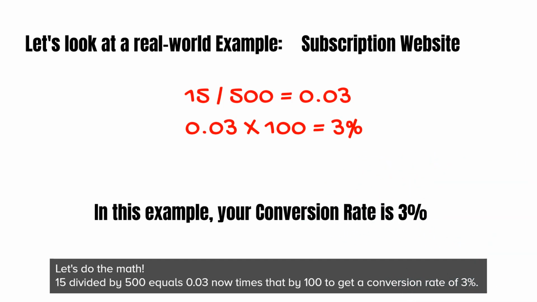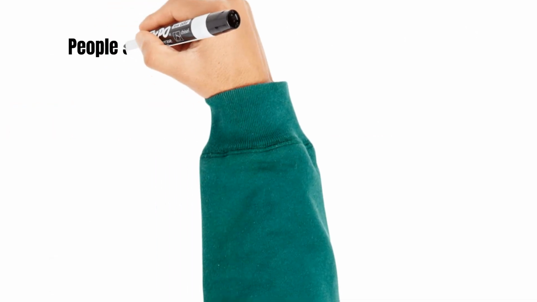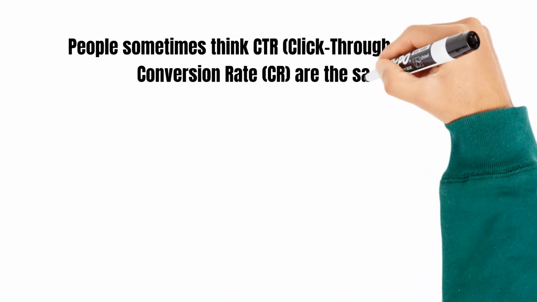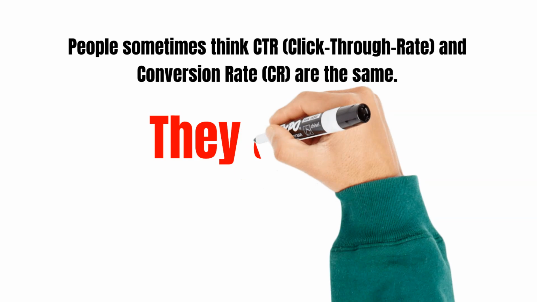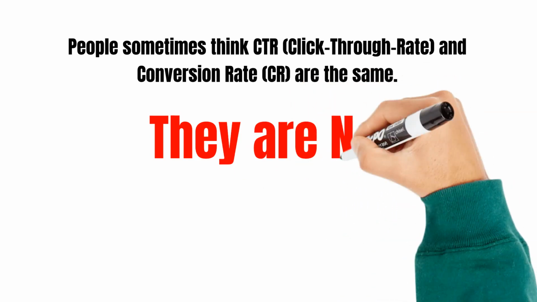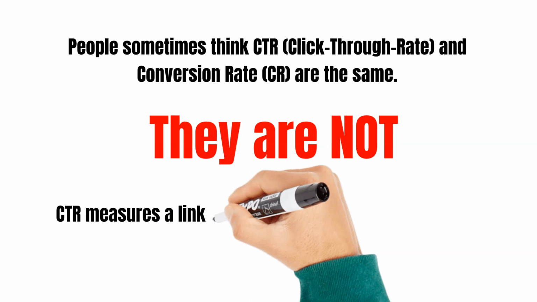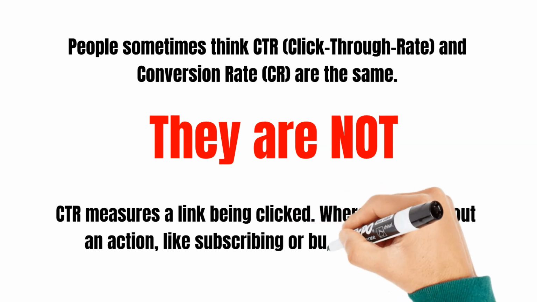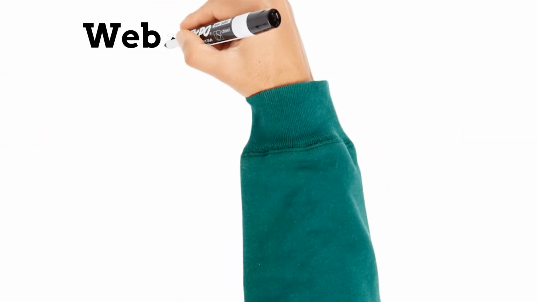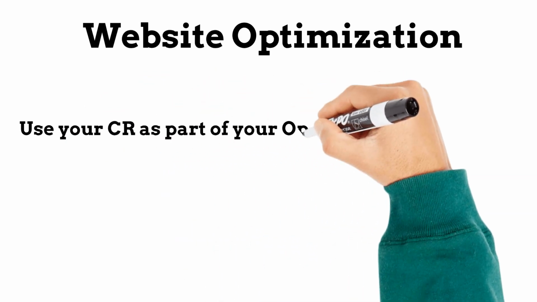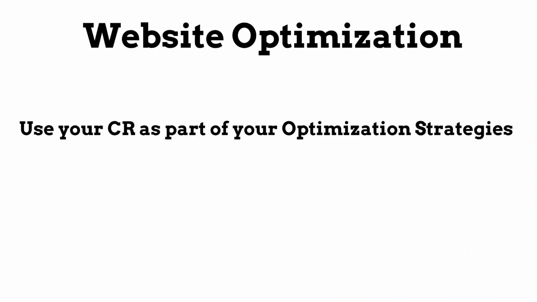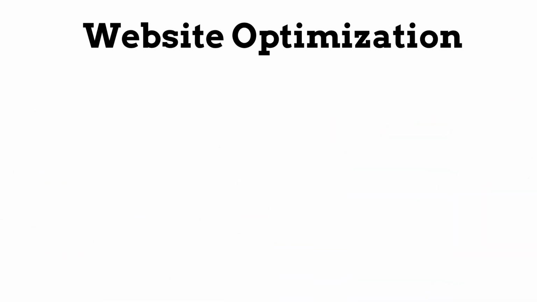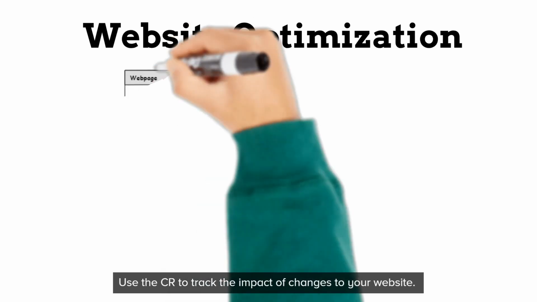Many people think that CTR, click-through rate, and conversion rate are the same thing. They are not. Click-through rate measures a link being clicked, whereas a CR is about the action. You can use the CR as part of your optimization strategy for your website. Use the CR to track the impact of the changes to your website.